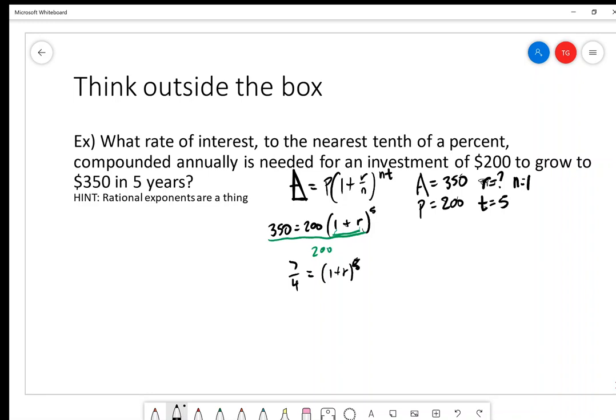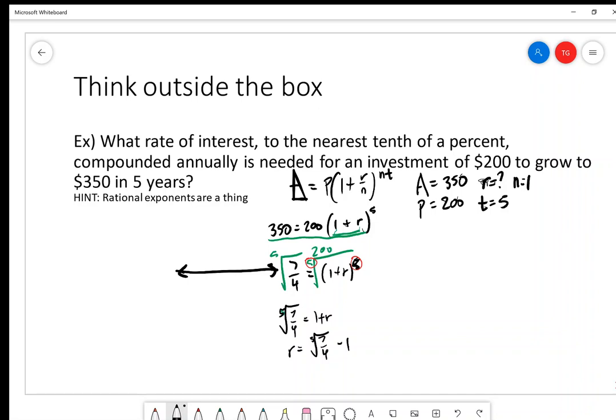Now there's two different ways to deal with this same situation. One of them is to take the fifth root of both sides. What that's going to do for us effectively is get rid of these 5's. And so what it leaves us with is the fifth root of 7/4 is equal to 1 plus R. And then we want to solve for R, so R is equal to the fifth root of 7/4 minus 1.